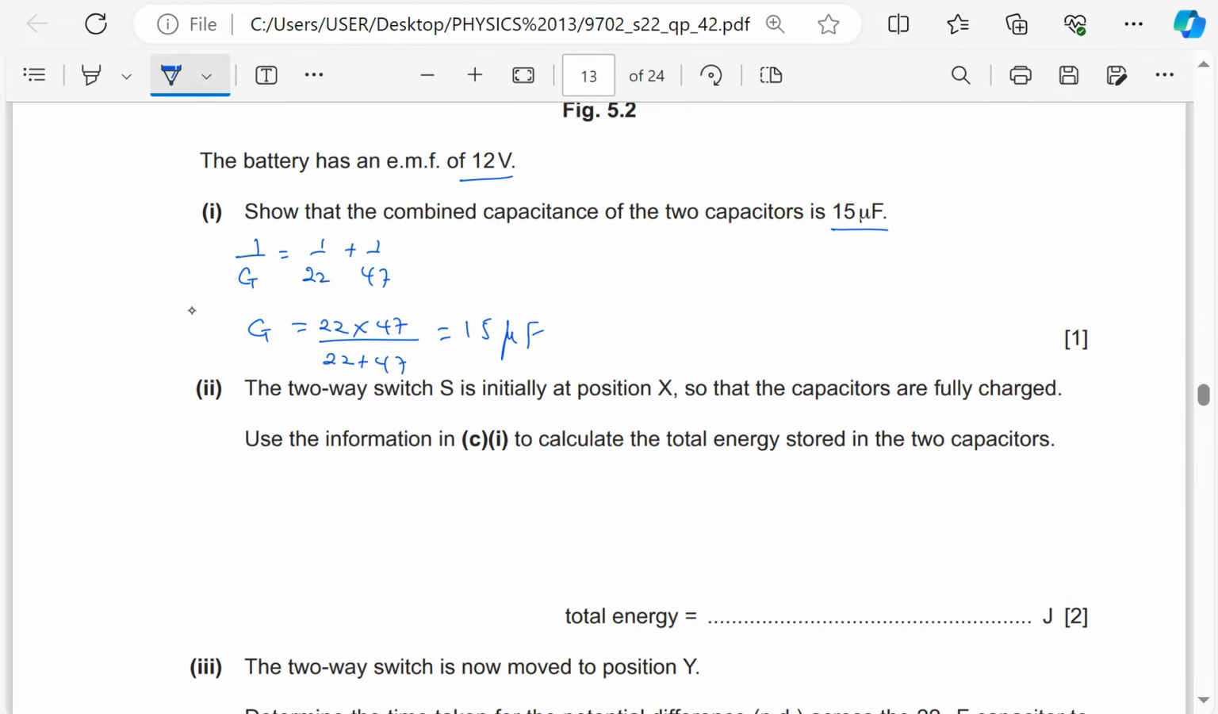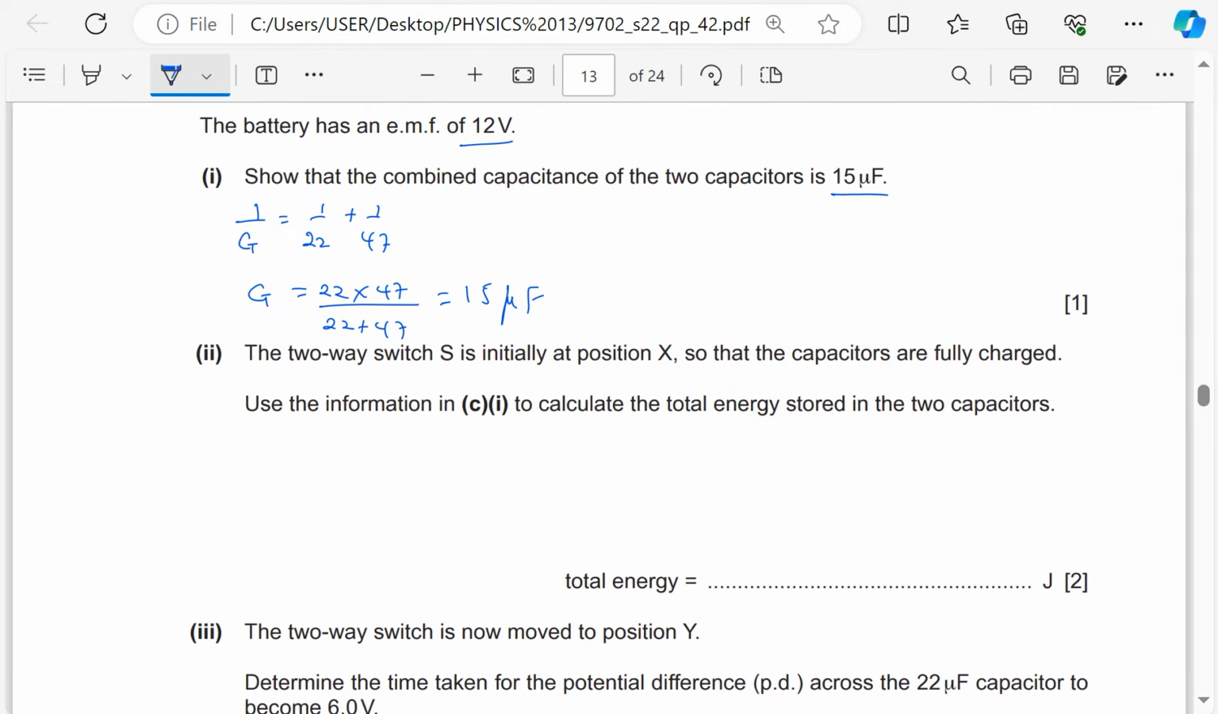The two-way switch S is initially at position X so that the capacitors are fully charged. Use the information in part (i) to calculate the total energy stored in the two capacitors. This is the total energy stored in the two capacitors. So we know that total energy is going to be a half total capacitance times V squared. After all, V is the same for both.